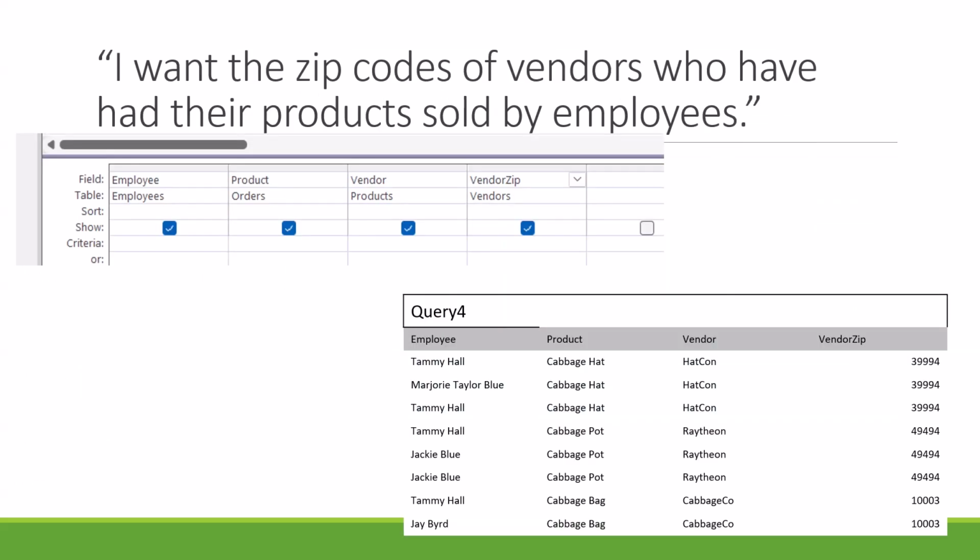Here's another example. Imagine we have an incentive. Well, this is just the zip code thing again. I want the zip code of vendors who have had their products sold by which employees. I want to know which employees have sold products from a given zip code.